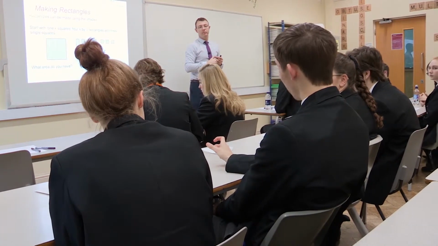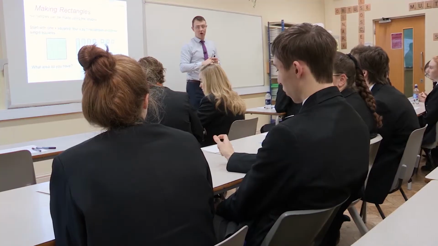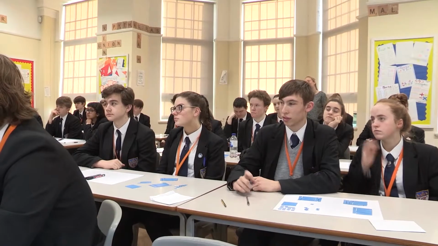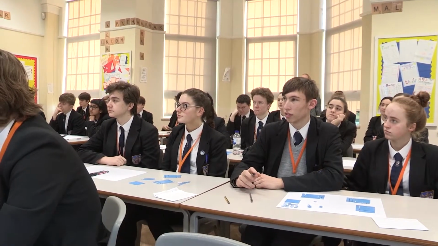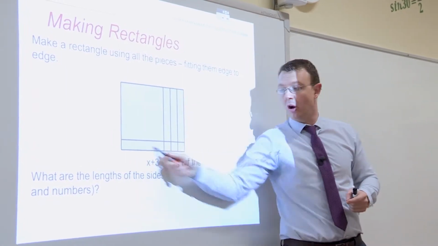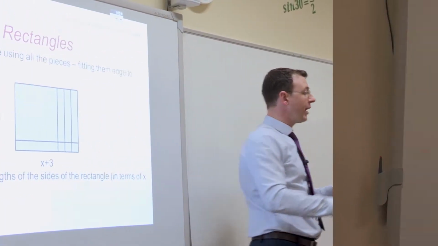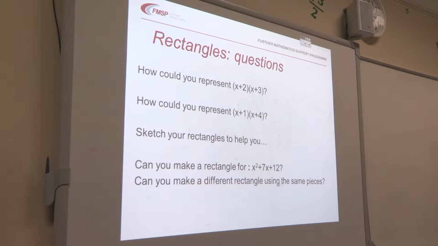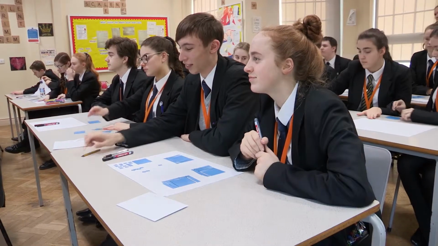The length and width were always the same. It was x plus 1 and x plus 3. As Alex said, it had to have dimensions of x plus 3 on one of them and x plus 1 on the other. Now to use the tiles to make rectangles for given expressions. So I'll put some questions on the big screen and then have a little go.